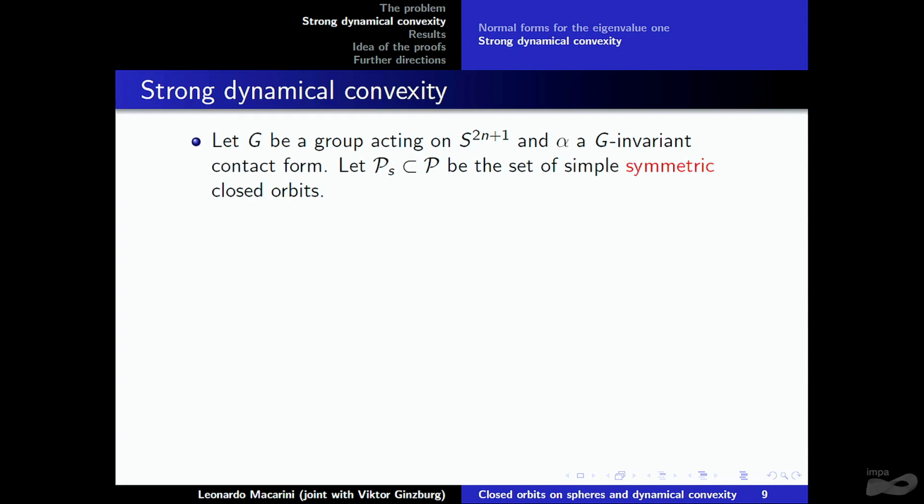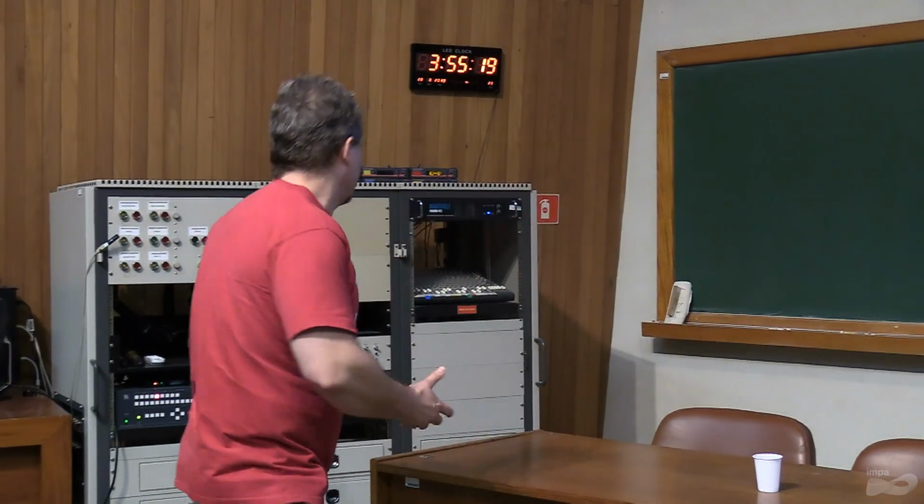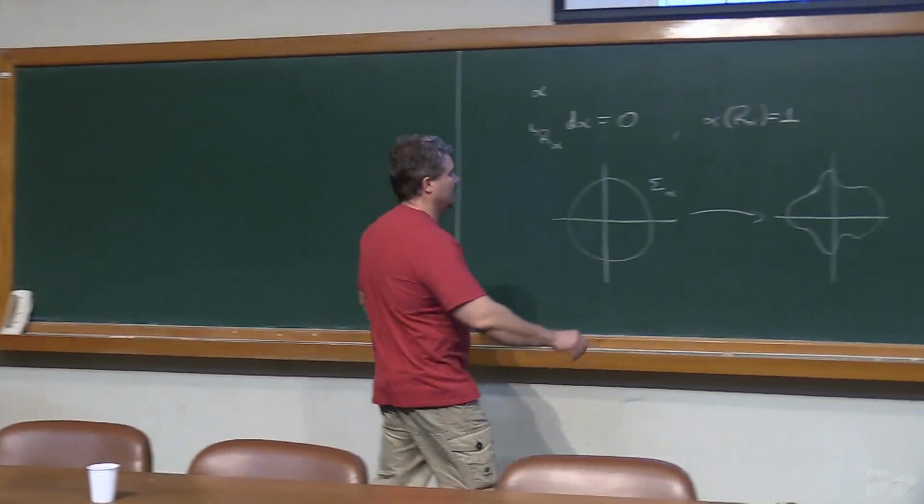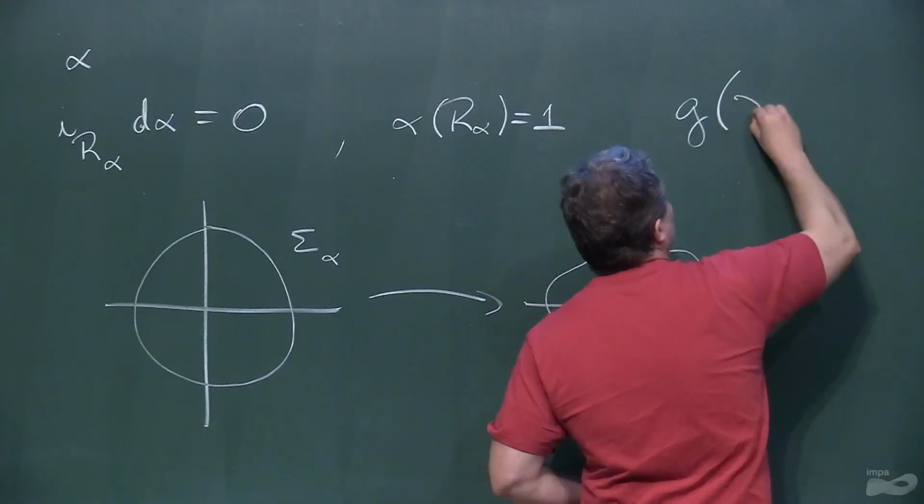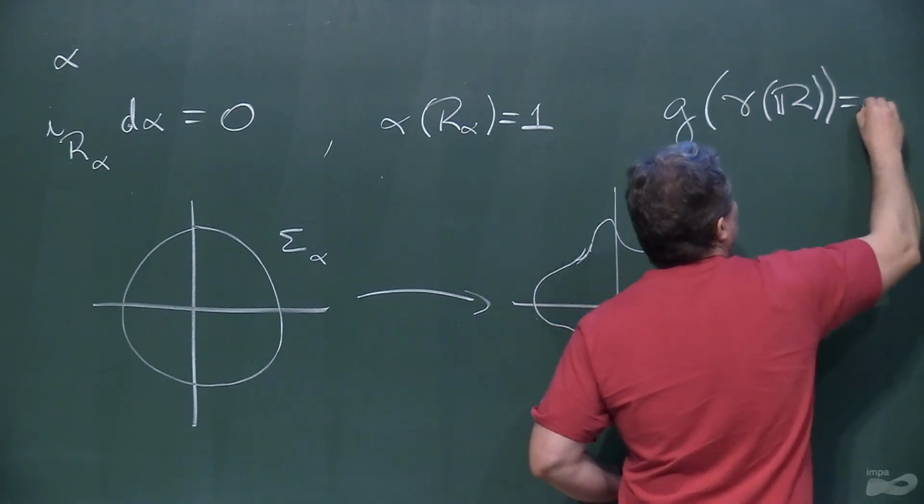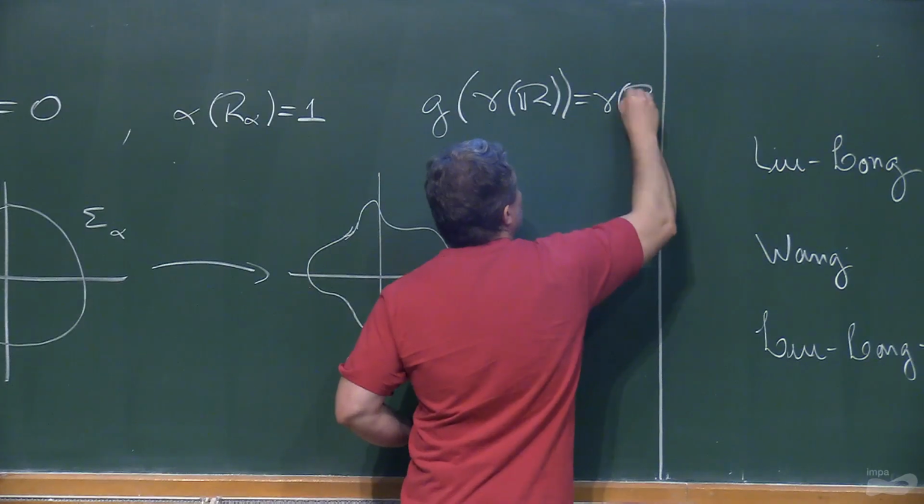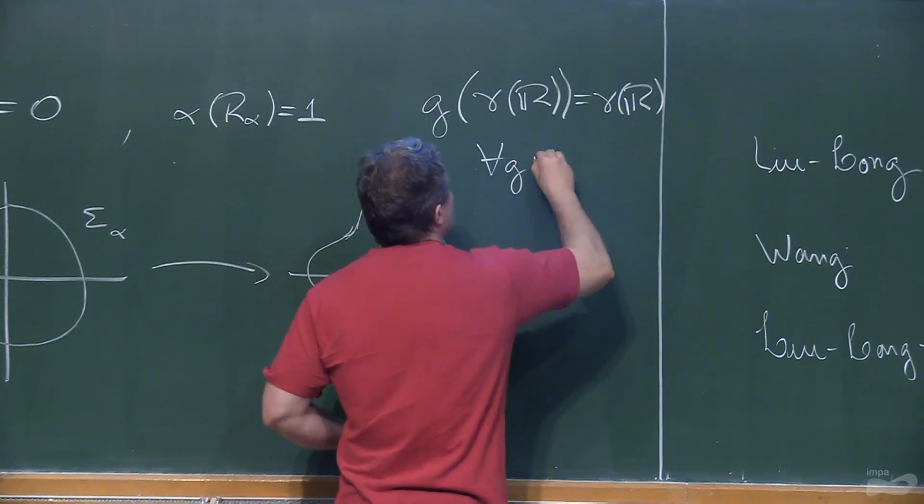Okay, so now I can introduce the notion of strong dynamical convexity. Take a group acting on the sphere, any group acting on the sphere, and a G-invariant contact form alpha. I denote by PS the set of simple symmetric closed orbits. By symmetric I mean that the image of the closed orbit is invariant by every element of the group.